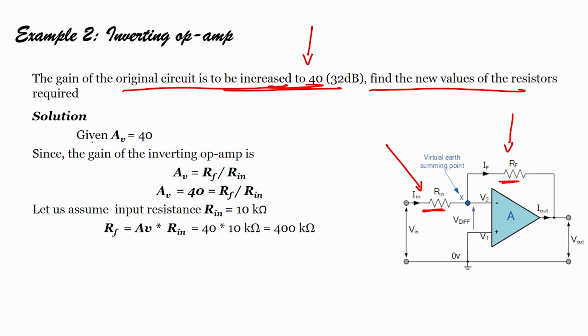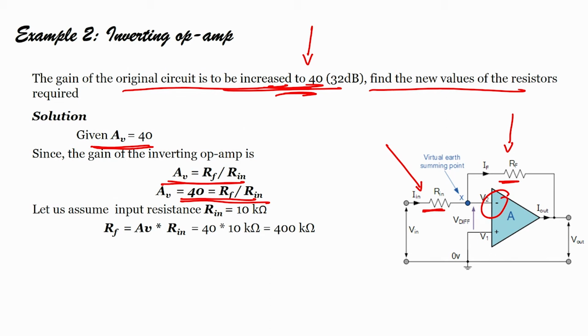So, given AV equals 40, it is already given, the gain is 40. Now, since it is an inverting op amp, is it an inverting op amp? Yes, because we are providing input to the inverting terminal. So, what will be my AV? AV would be nothing but RF by Rin. So, 40 equals RF by Rin.